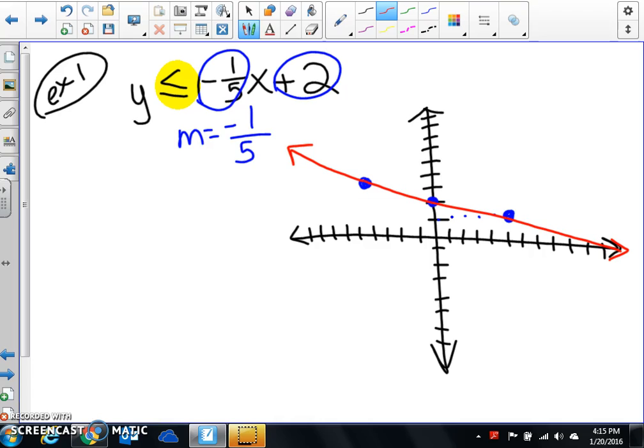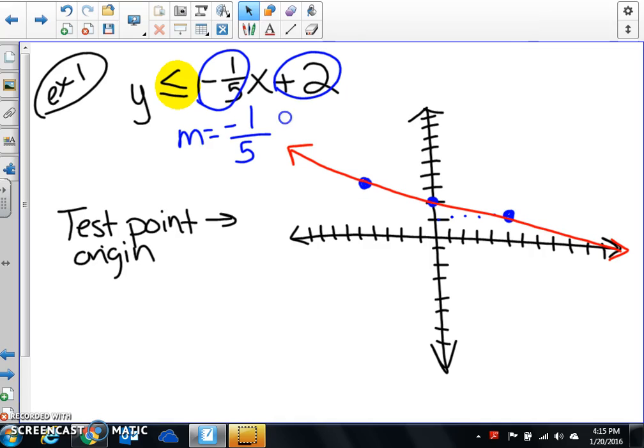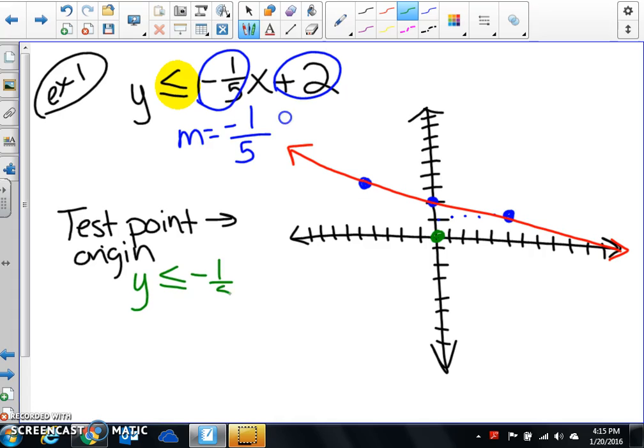Furthermore, I have to decide if there's shading. Remember, for one variable inequalities, we shaded the right or the left. Well, now we have to take a test point. The easiest test point to take is the origin. Now, you can only take the origin if it's not on the actual line, which, if I look here, it's not. Okay? So now I go back up to my original inequality, and I just rewrite it exactly as I see it.